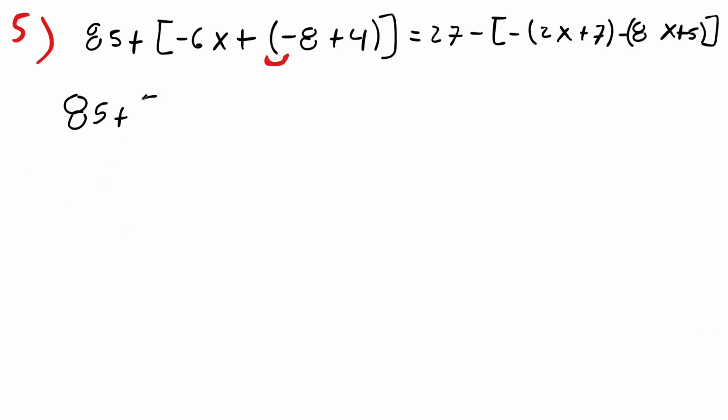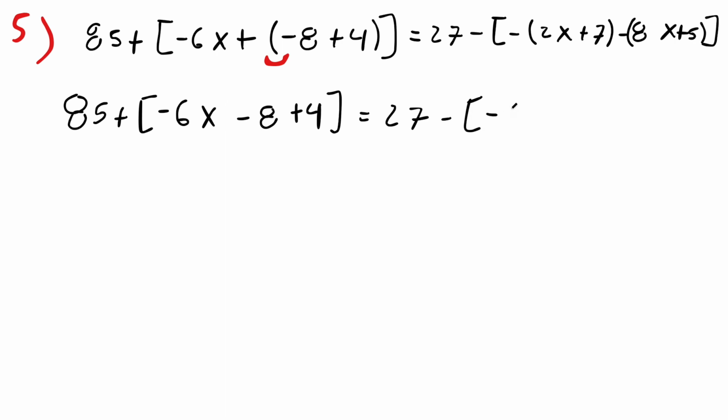85 plus the bracket minus 6x minus 8 plus 4. It doesn't change anything since it is preceded by a positive sign. Is equal to 27 minus open bracket minus 2x minus 7. Here we change the signs and here we will change the signs as well. Minus 8x minus 5. Alright, so now we start solving the brackets, right?